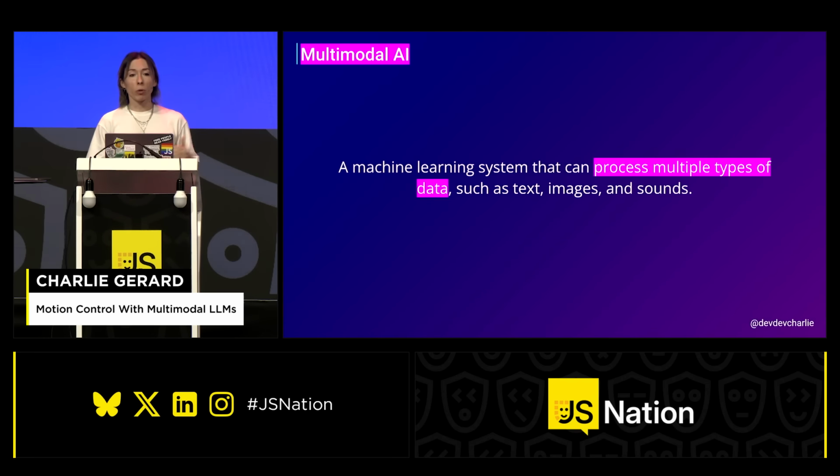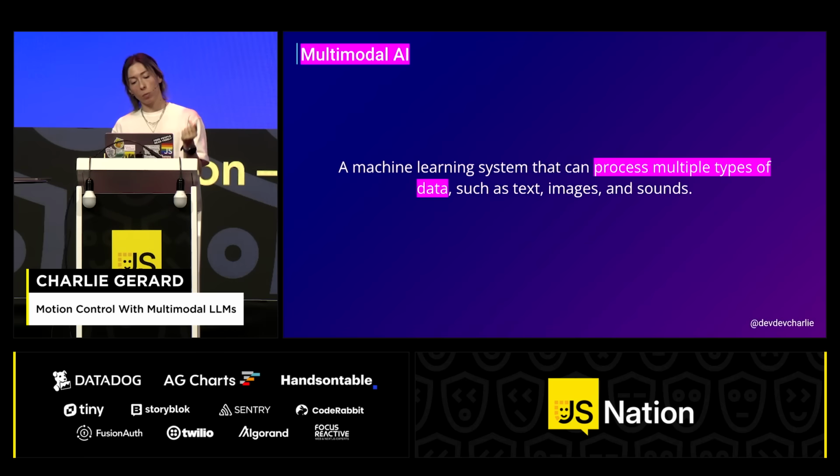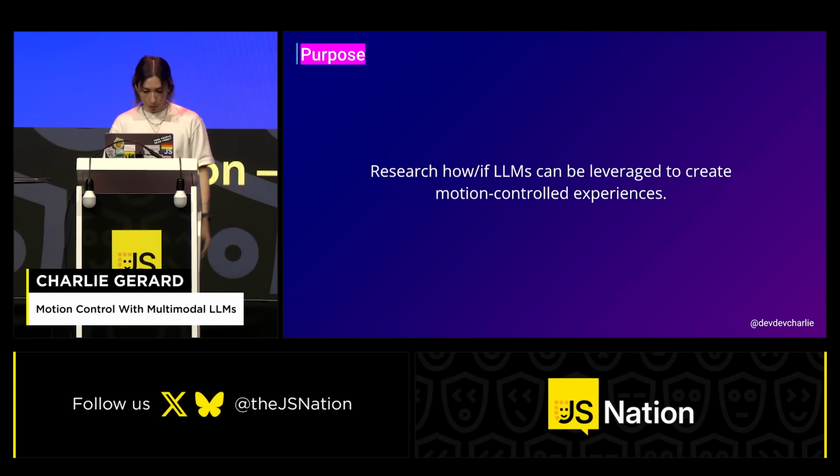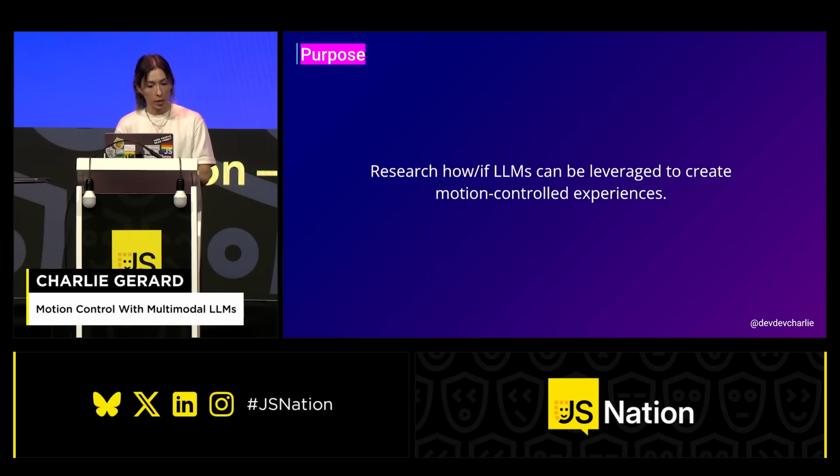So yeah, I mentioned multimodal AI. There were a few talks about AI today, so you probably know by now, but quickly, it's a machine learning system that can process multiple types of data, such as text, images, and sound. So here, because we're talking about gestures and we're going to use the webcam, it's mostly images, and then there's going to be a label that's fed into an LLM, and this is where the LLM and the text input come in. So the purpose of this is to research how or if LLMs can be leveraged to create motion control experiences.